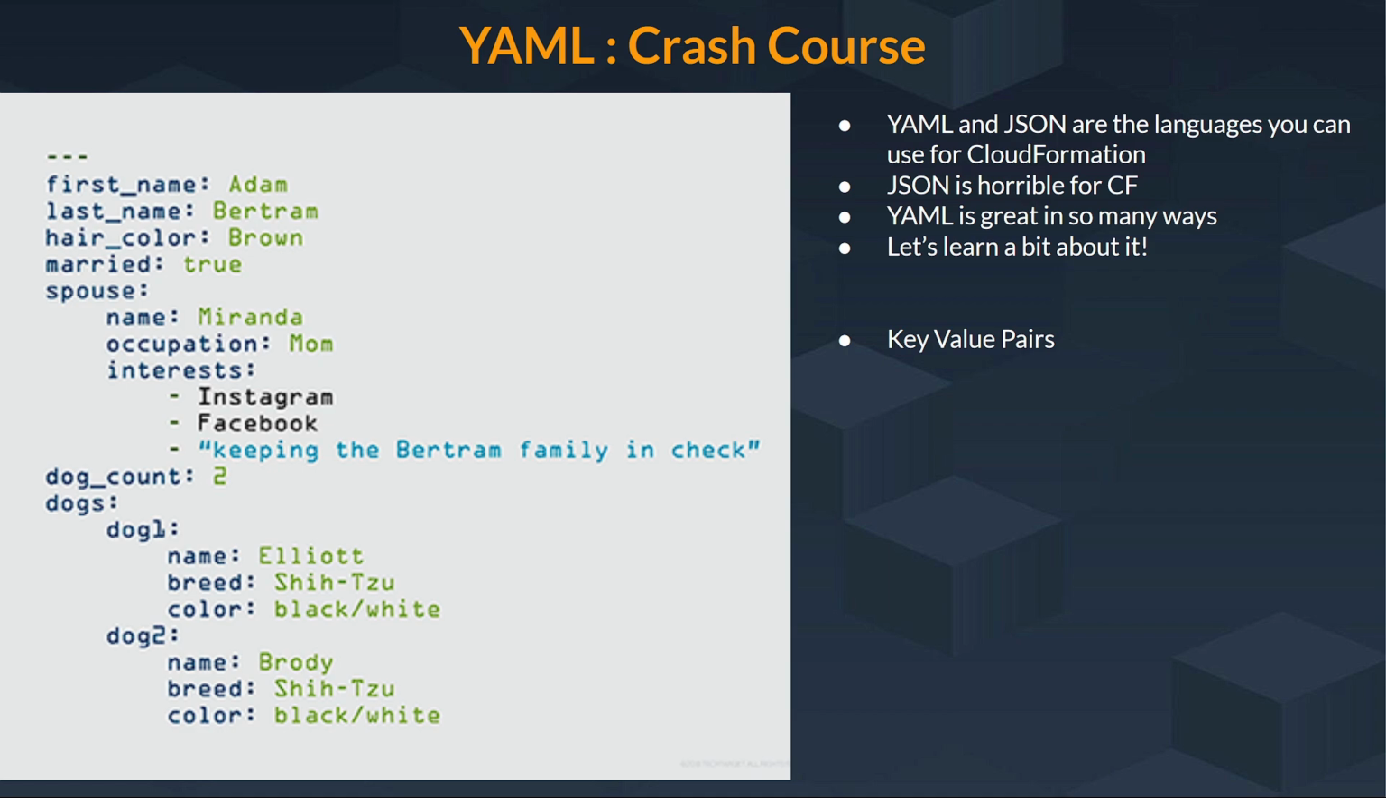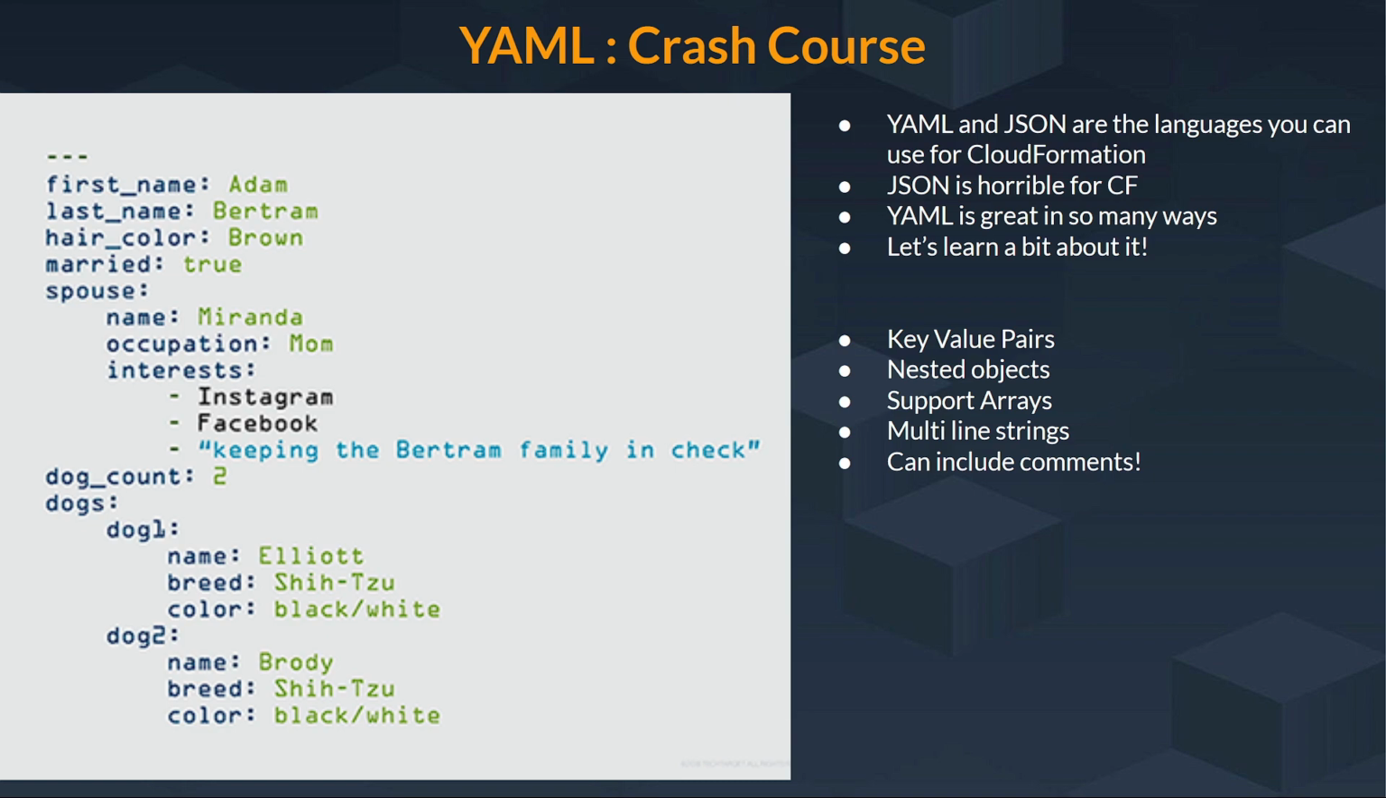Let's analyze a YAML file representing a family and their pets. YAML uses indentation to define hierarchy. For example, first name: Adam assigns Adam to the key first name. Similarly, last name: Bertram assigns the last name. Hair color: brown specifies hair color. And married: true is a Boolean value indicating Adam is married.